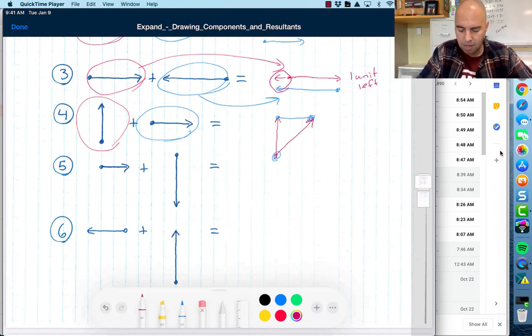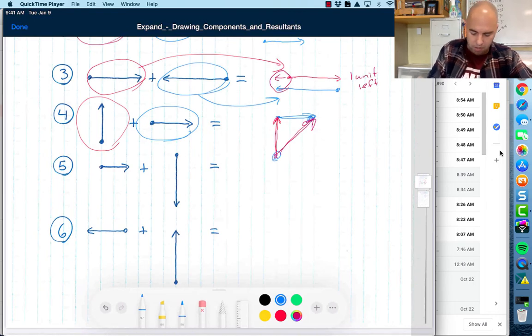So this is my resultant, and we could figure this out numerically, but we're not going to. Just the main idea is that this right here is a little bit of 3 up and a little bit of 3 over. All right, next one. My first one is going to be 2 to the right.